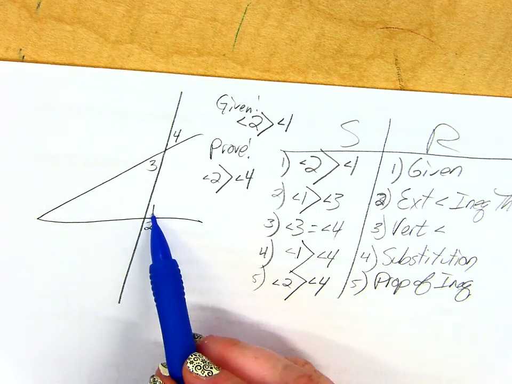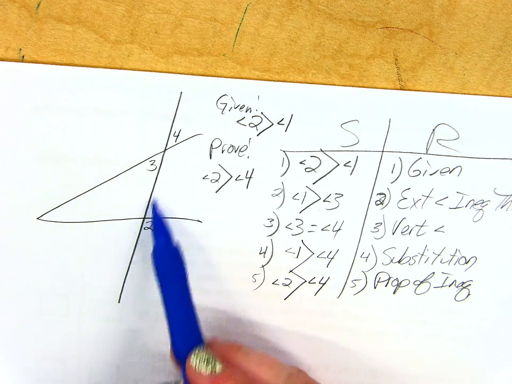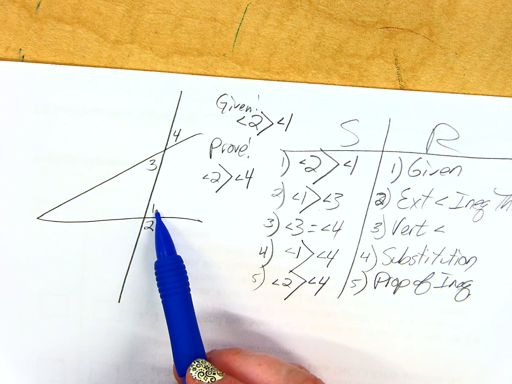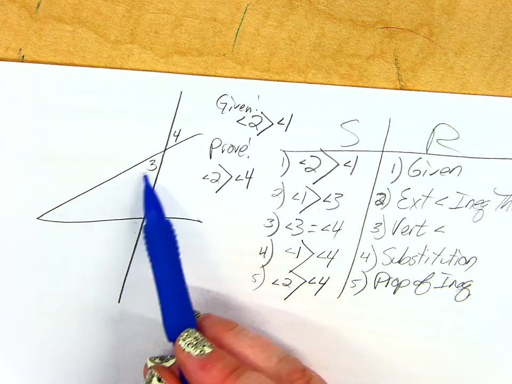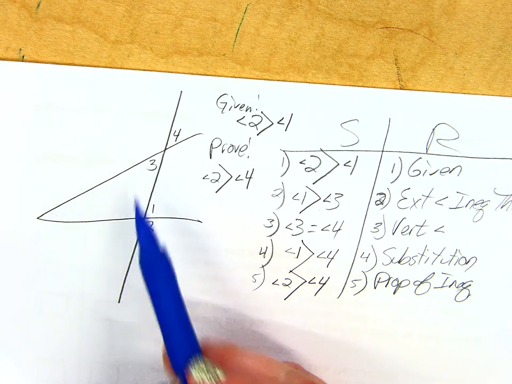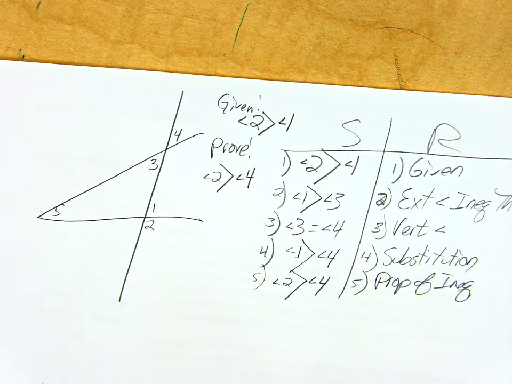So angle 1 is an exterior angle of this triangle, right? So that's the exterior angle inequality theorem. An exterior angle has to be greater than either of its 2 remote interiors, right? Because it's equal to the sum of them. So let's say that there was an angle 5. Angle 1 is equal to 3 plus 5. So it has to be greater than either one individually.